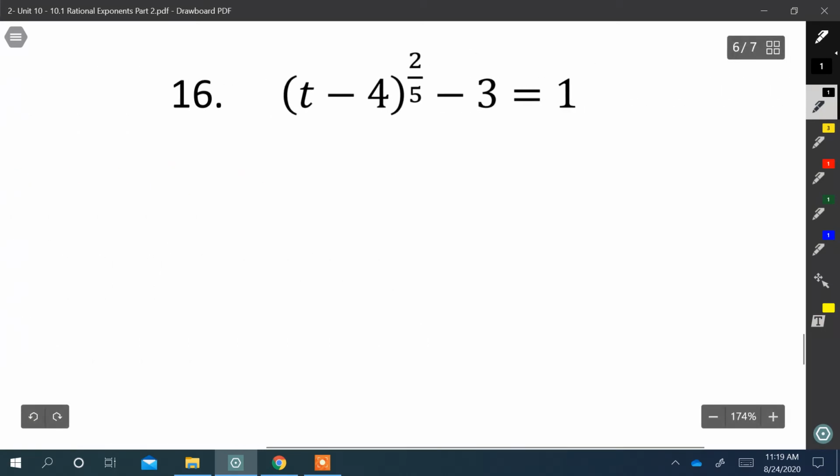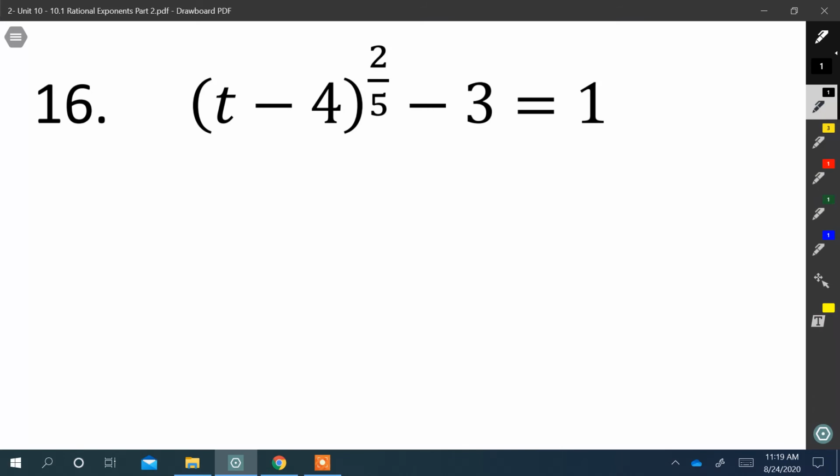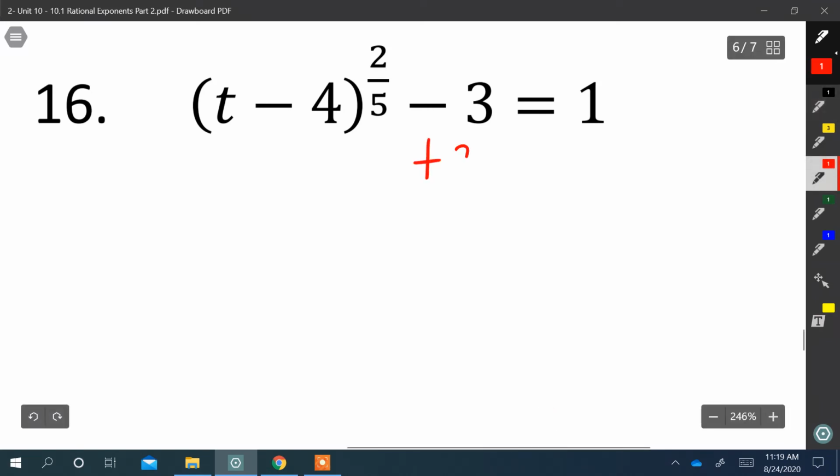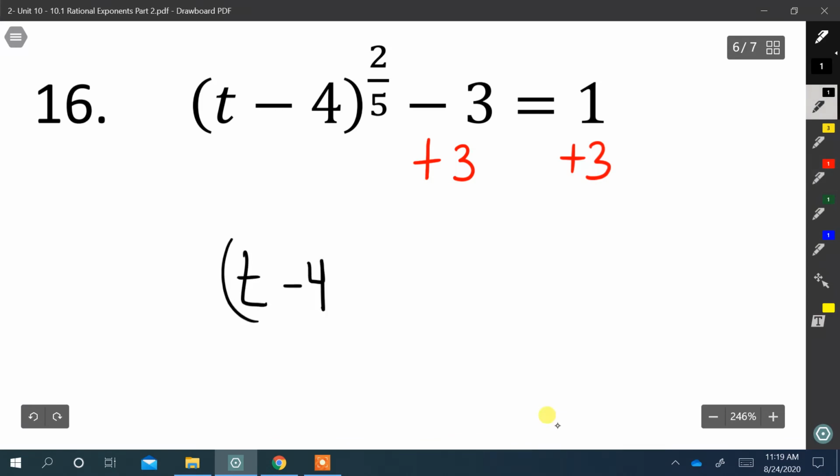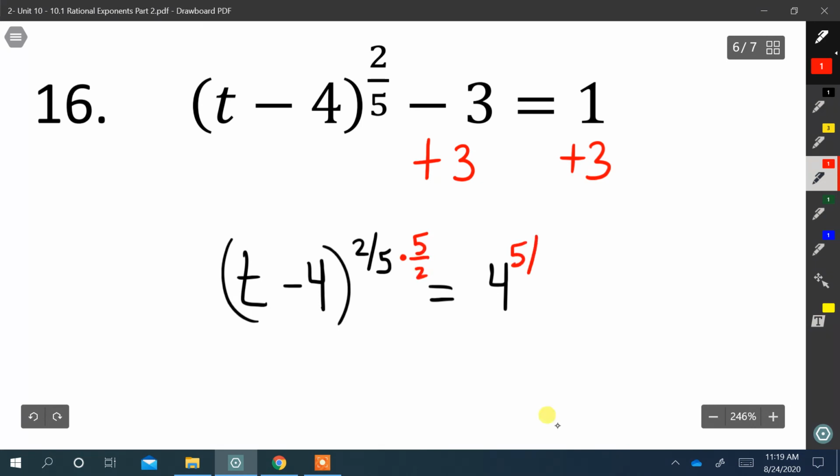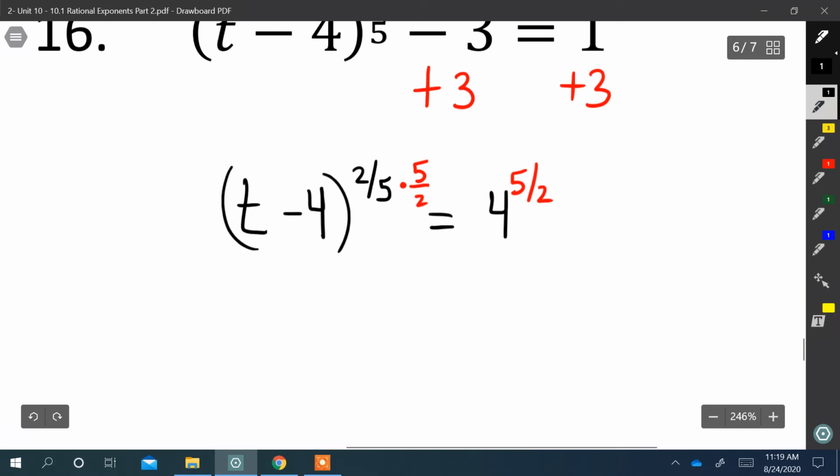Okay, let's go ahead and do number 16 here. What you want to do on this one first is add 3 on both sides, because you want to have this be by itself. So now we get t minus 4 to the 2 over 5 is equal to 4. So now what we need to do is multiply times the reciprocal there, so it will be 5 over 2, and then we will have to do 5 over 2 on this side as well.